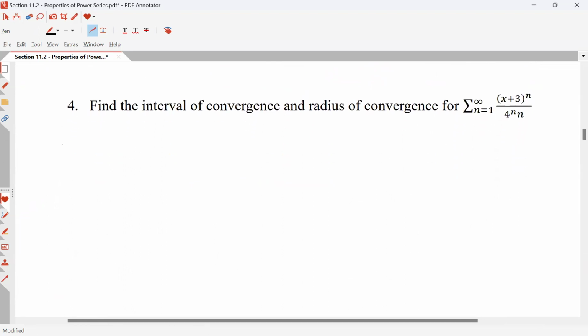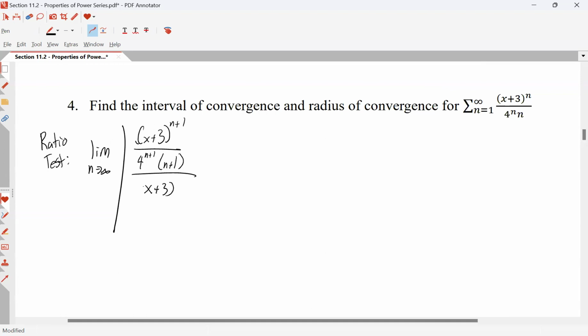Find the interval of convergence and radius of convergence for the series n equals 1 to infinity of x plus 3 to the n divided by 4 to the n times n. Again, we want to run this ratio test. So we have the limit as n goes to infinity of x plus 3 to the n plus 1 over 4 to the n plus 1 times n plus 1, all over x plus 3 to the n over 4 to the n.